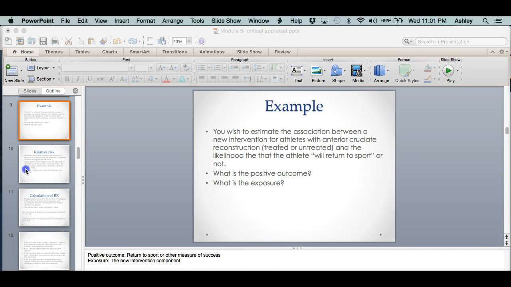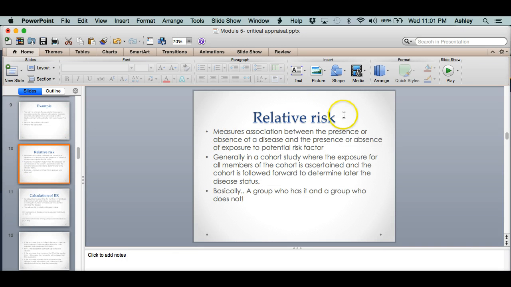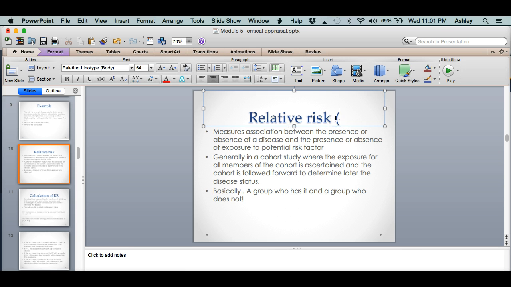Alright. Now, RR, which is also known as relative risk. So when you see this, that's what that is. Relative risk measures association between the presence or absence of disease and the presence or absence of exposure to a potential risk factor. Generally, it is used in a cohort study where the exposure for all members of the cohort is ascertained and the cohort is followed forward to determine later the disease status. So basically, a group who has it and a group who does not.